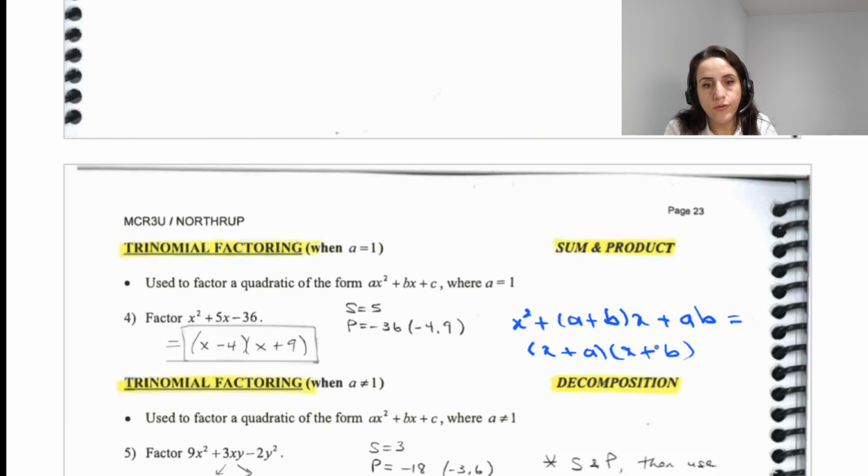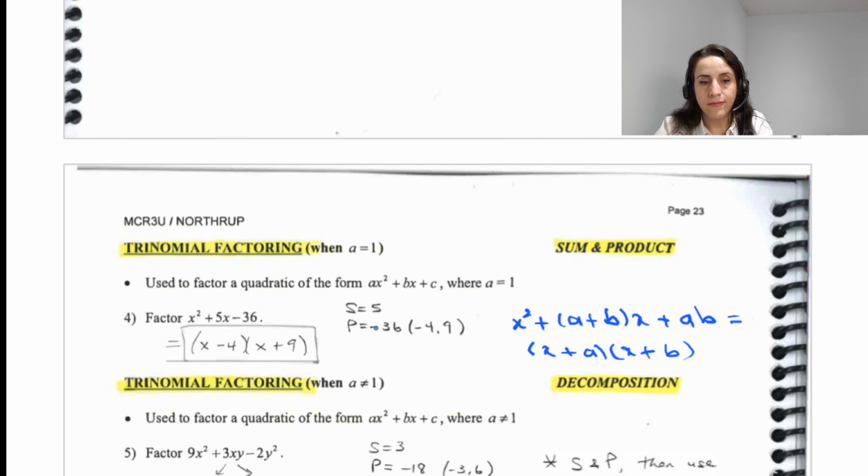It is a sum and product formula. If I have a trinomial expression, I can write down the multiplication of the two numbers as a times b, and the sum of them as a plus b. Now I'm comparing with whatever I have here, x squared plus 5x minus 36. Technically I'm looking for two numbers whose sum is 5 and whose multiplication is negative 36.